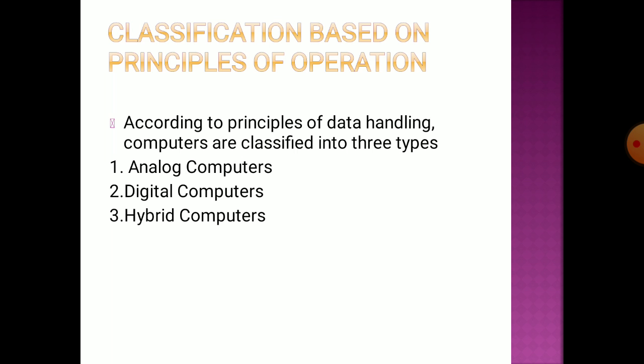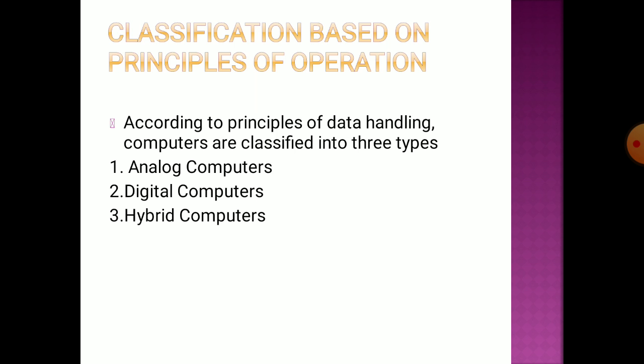The next classification we have is based on the principle of operation. Based on the principle of operation, that is, based on the construction and working, how they have been designed, for what purpose they are used, or how they work, the computers have been divided into three: analog computers, digital computers and hybrid computers.